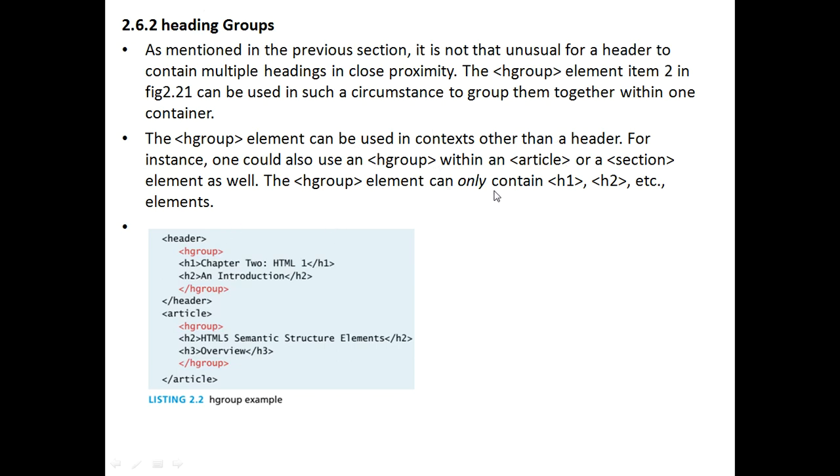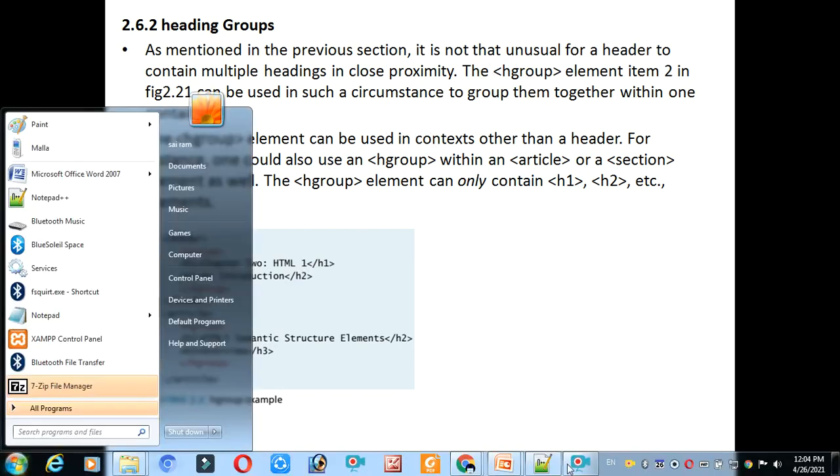The hgroup element can only contain headings, like h1 to h6. How can we represent headings? By using h1 to h6, right? So if you are using an hgroup, then it obviously should have only the h1 to h6 headings. You can consider the header here has an hgroup with two headings. Again in the article, you can have two headings here. So an hgroup can be used in a header, and an hgroup can be used in articles also.